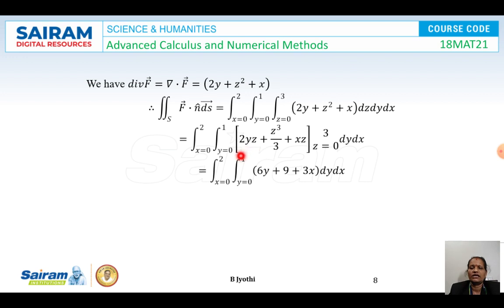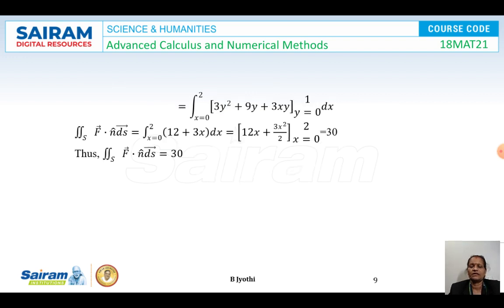Again, on integration with respect to z, we get 2yz plus z cube by 3 plus xz, where z is equal to 0 to 3, of dy dx. So what we are getting on simplification, when we substitute z is equal to 3, is 6y plus 9 plus 3x. This again we need to integrate with respect to y.